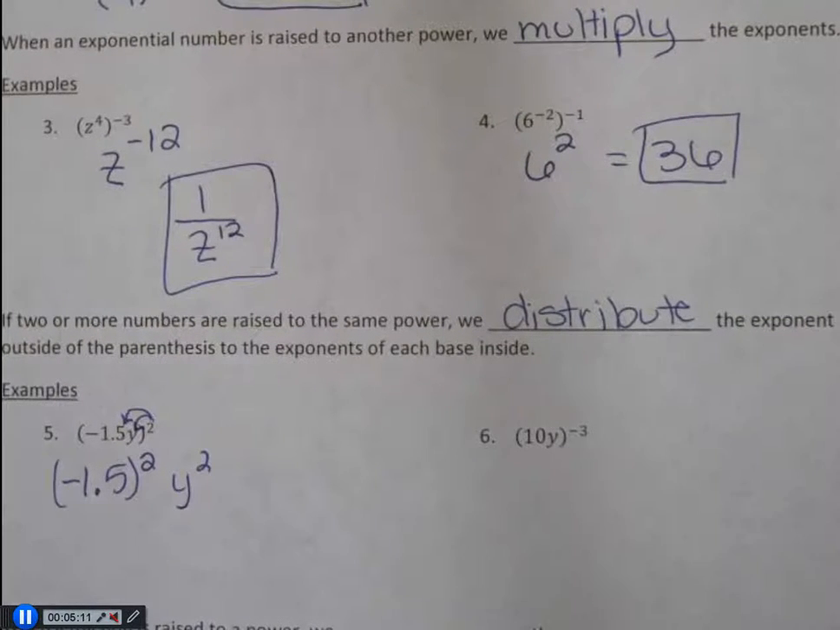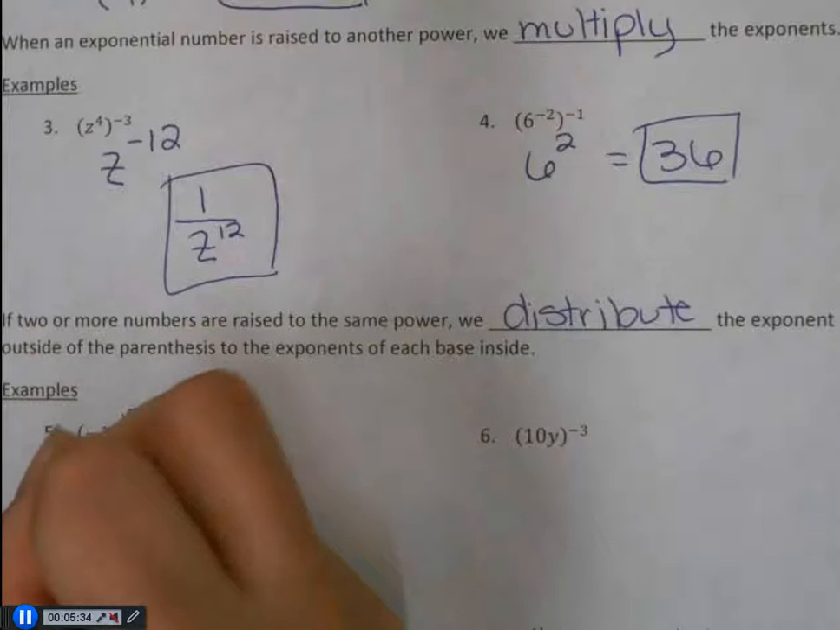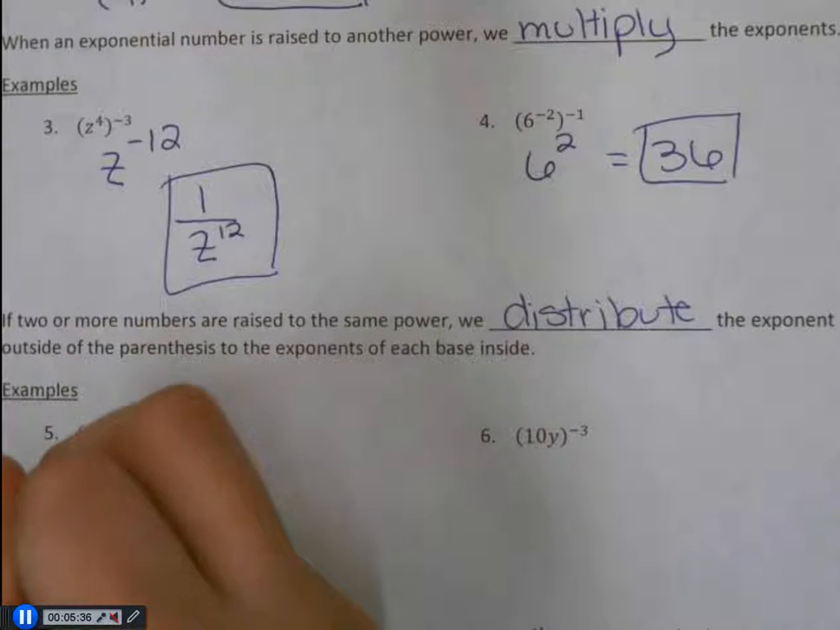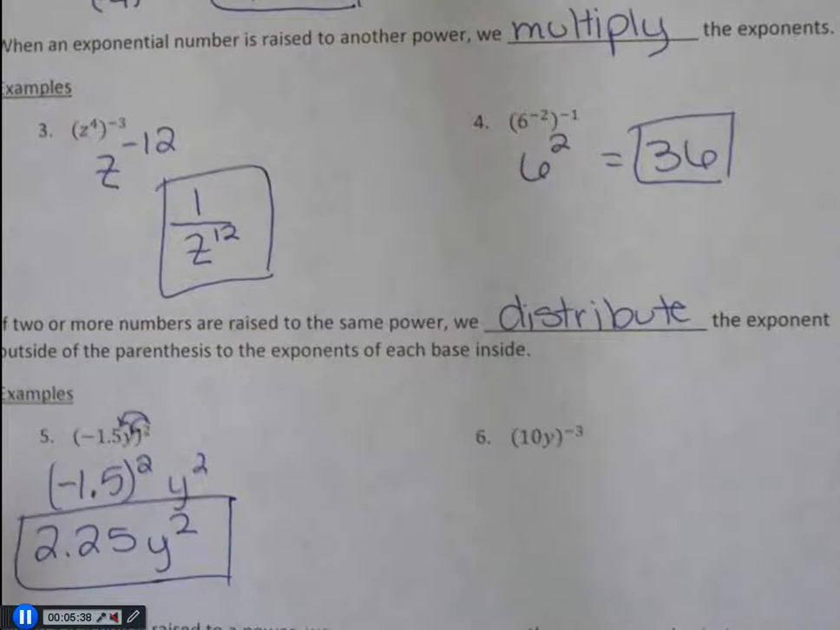Yeah, I just rewrote it because I gave them each the same exponent. So then, does anyone know what negative 1.5 squared is? Will you just do 1.5 times 1.5 on a calculator? I'm not going to be able to type in your questions for the test. Yeah, 2.25. And then I don't do anything with the y squared, it just stays the same.